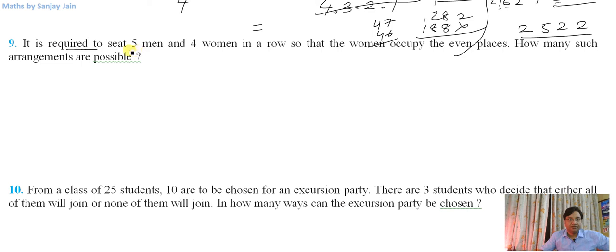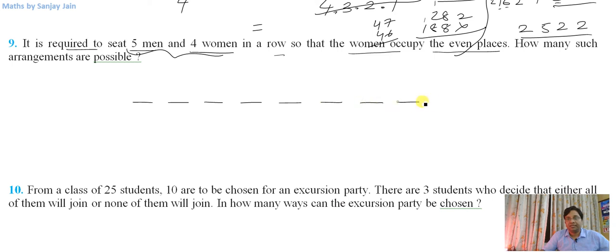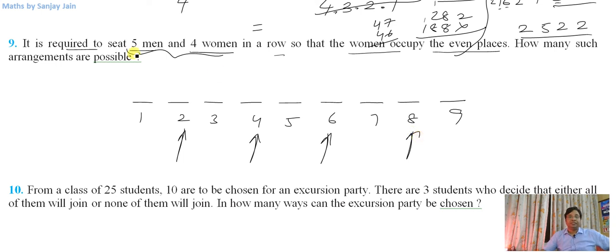It is required to seat 5 men and 4 women in a row so that women occupy the even places. So total places are 9, right? Total 9 places are there. 1, 2, 3, 4, 5, 6, 7, 8, 9. Out of these 9 places, so this is first place, this is second place, this is third, fourth, 5th, 6th, 7th, 8th, 9th. So out of these 9 places, I will have 4 places that are even numbered, right? Because there are 9 places and I am starting with first place.